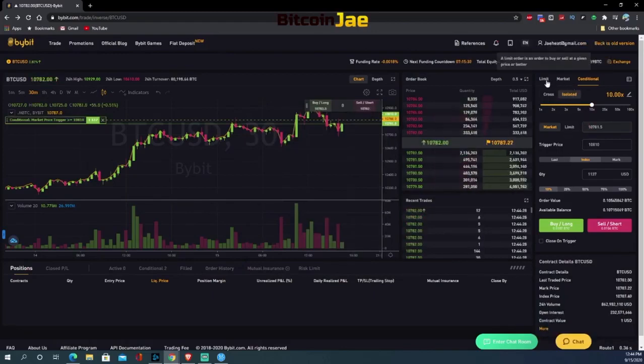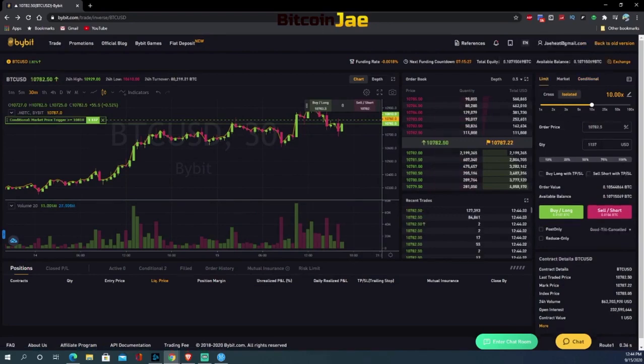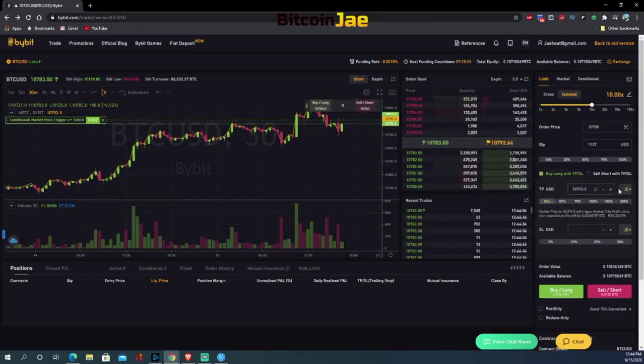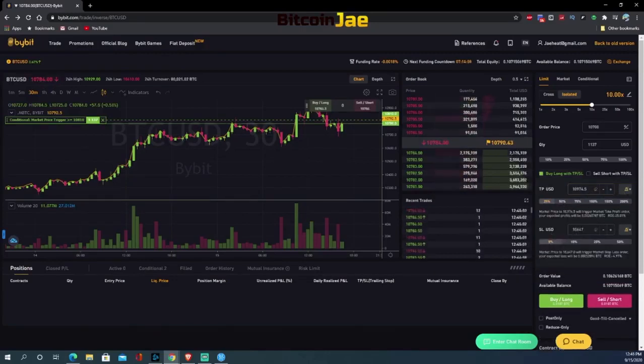So now let's go back to the top right and do a limit order. We're just gonna set it under the current price. So let's do 10,700 just to make sure that we don't get triggered. And if you notice right here, you can hit buy long with take profit and stop loss. You can also sell short with take profit and stop loss. This is a very, very cool feature that Bybit has. So we're just gonna hit 5% here on stop loss. So our stop is gonna be a 5% stop and 25% on the take profit.